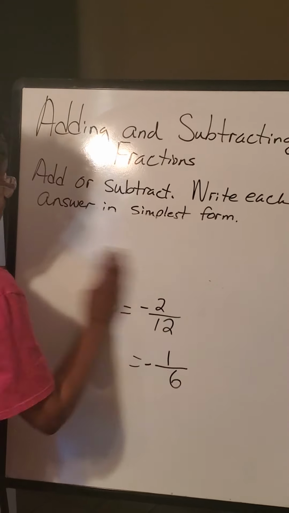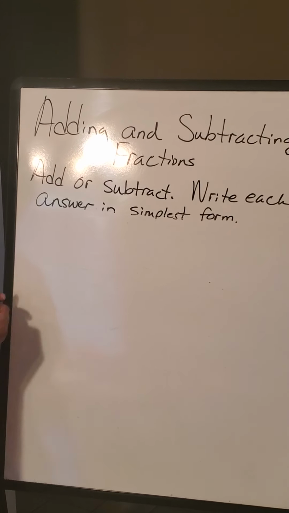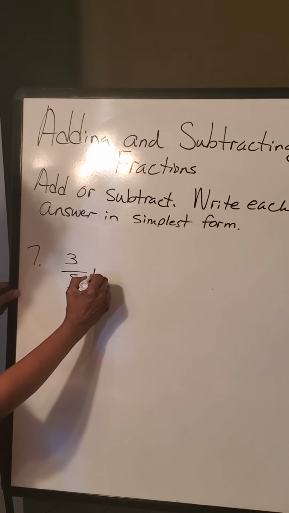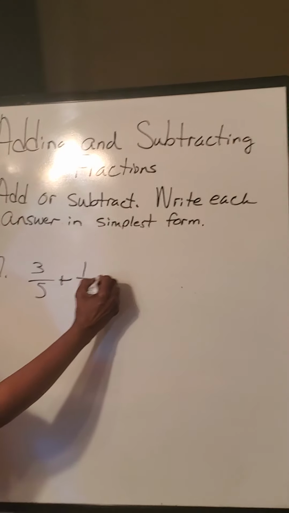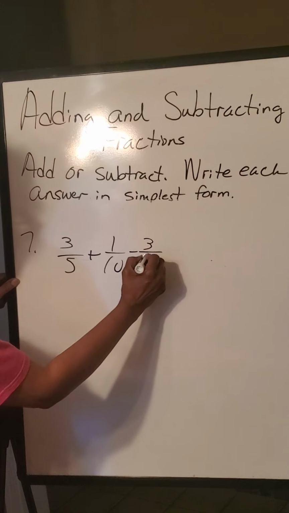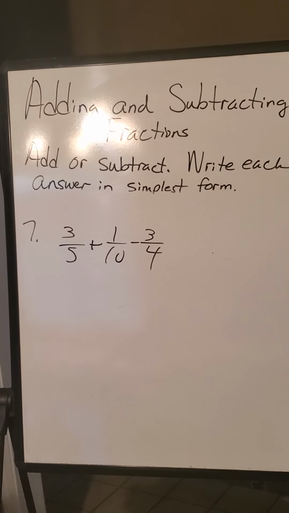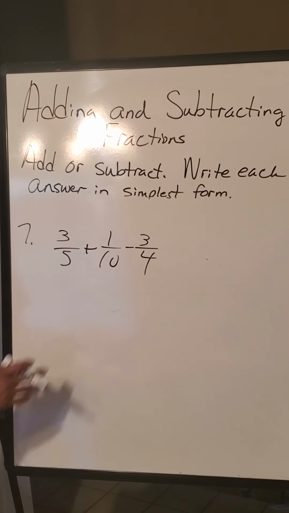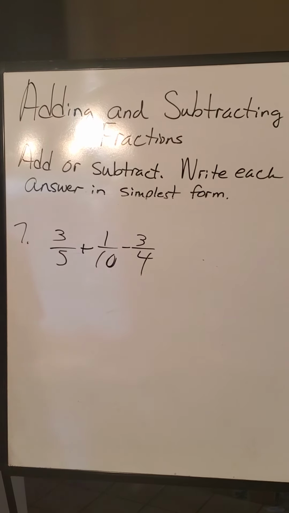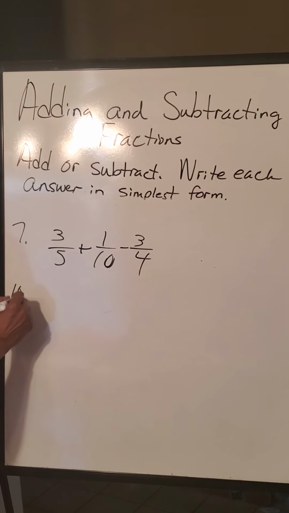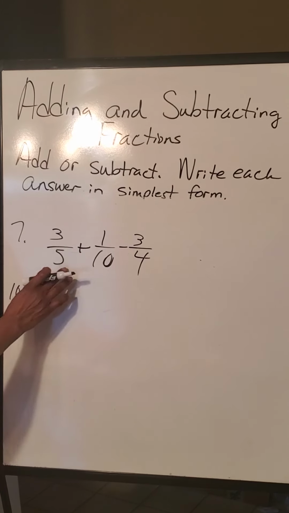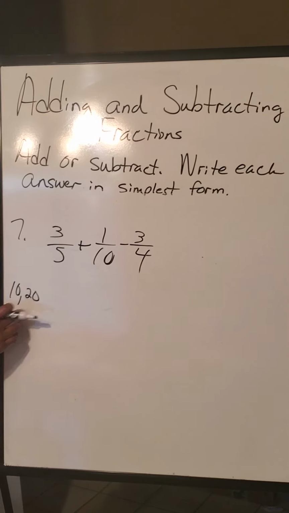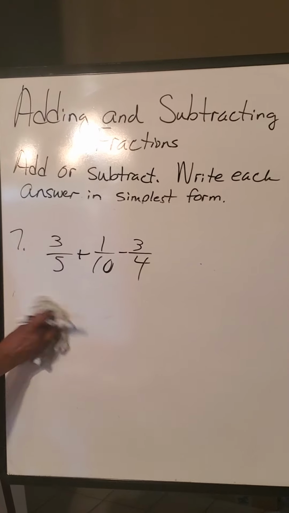Example 7. If I had 3/5 plus 1/10 minus 3/4. Now I'm looking for the least common denominator for these 3 denominators, okay? So I'm going to look at this larger one and start counting by 10. If I count by 10, I get 10, I get 20. Will 5 go into 20? Yes, it will. Will 4 go into 20? Yes, it will. So my least common denominator for this problem is 20.